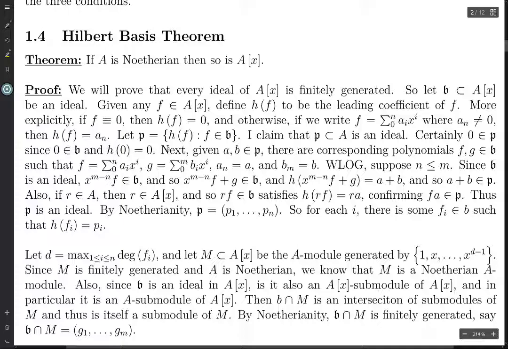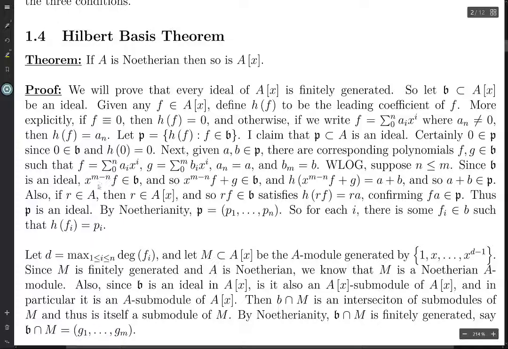Now let P be the set of all the leading coefficients of polynomials in B. I claim it's an ideal. Certainly it contains 0. If you have two elements a and b in P, then you have corresponding polynomials f and g. Write them in this way, and the leading term of f will be a_n x^n, which is a, and the leading term of g will be b. Without loss of generality, we can take n to be less than or equal to m.